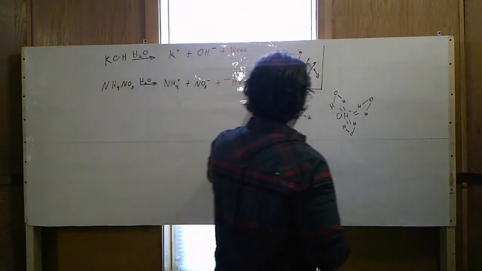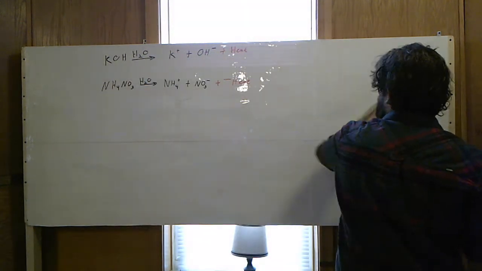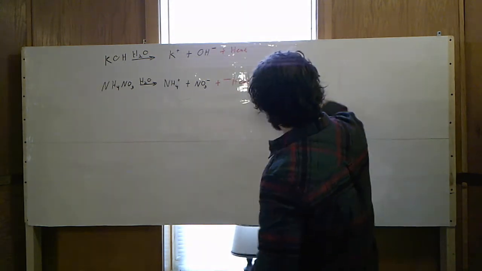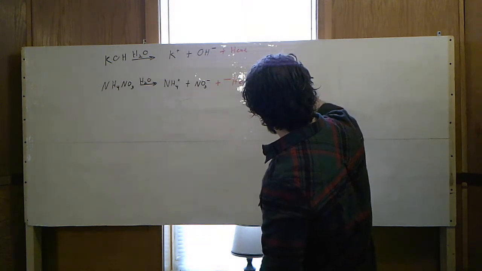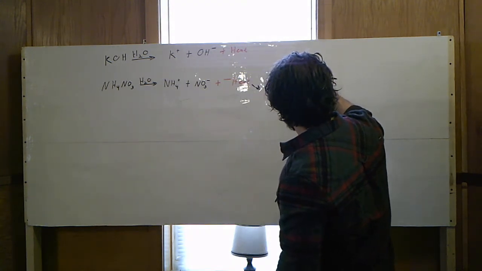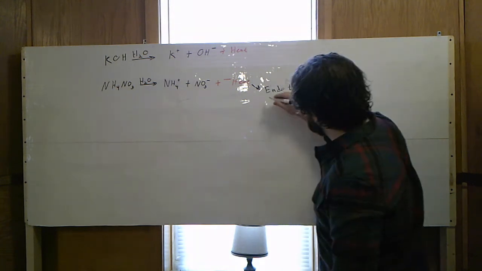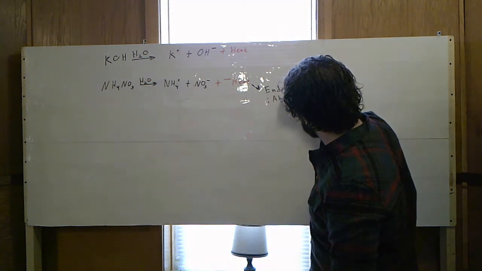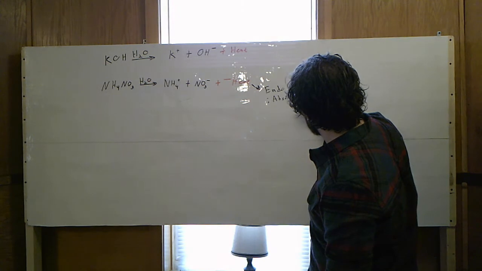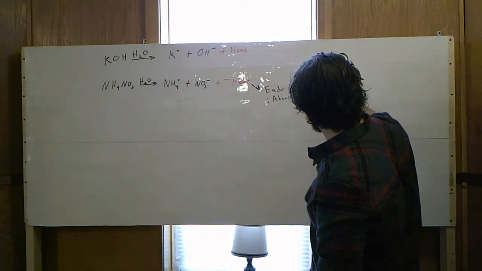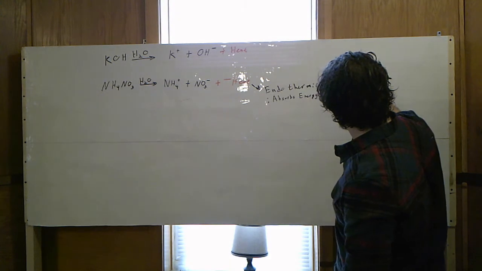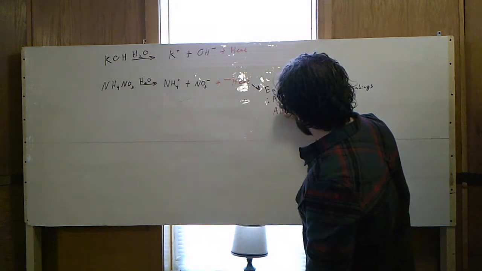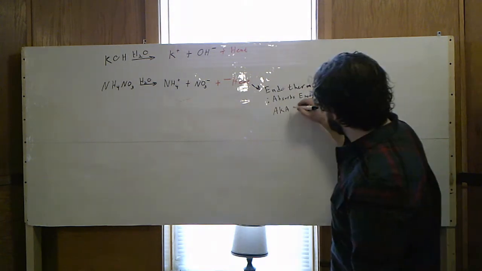Those names are endothermic and exothermic. An endothermic process, so this one is going to be endothermic. You should write this down. Endothermic absorbs energy from surroundings. AKA, in other words, gets colder.